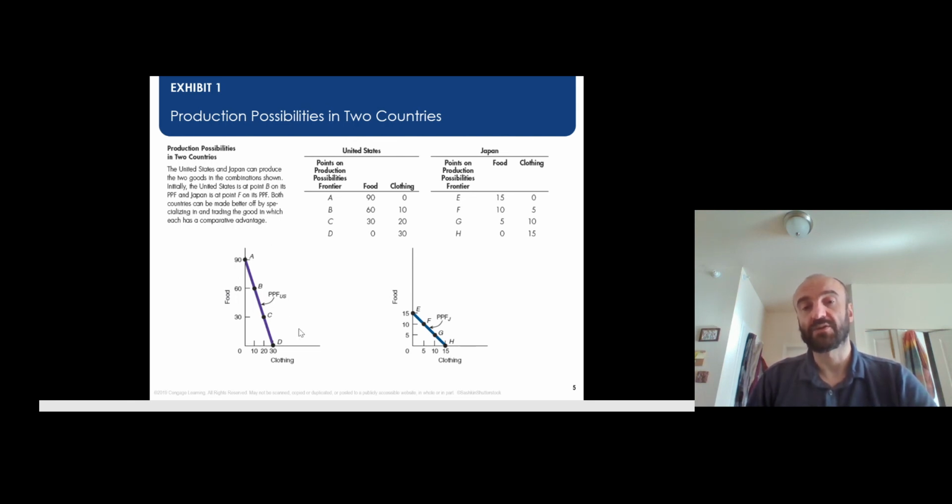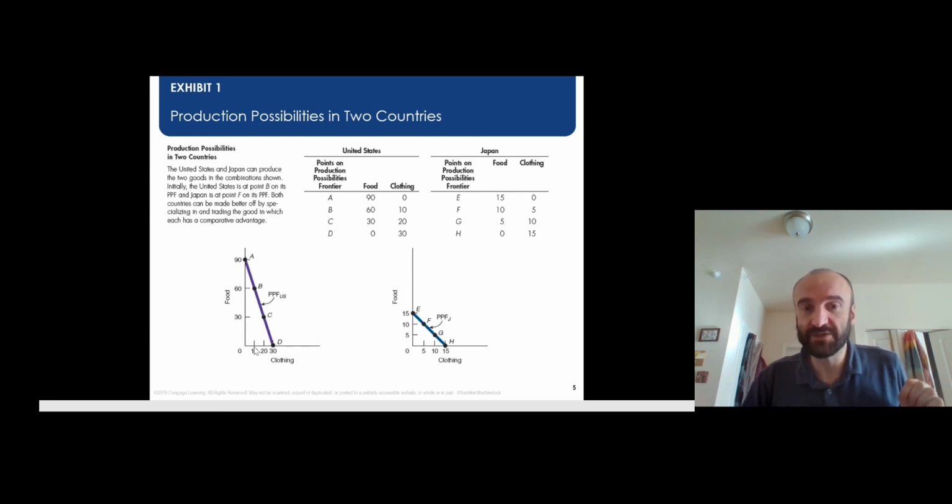Okay, so now it seems that America is better at doing both things. Does that mean that America would be better off by producing everything? After all, it's better than China. America is more efficient than China in making everything. No, it's not. Why not? Because the production differential, how much more productive America is, is less when it comes to clothing.